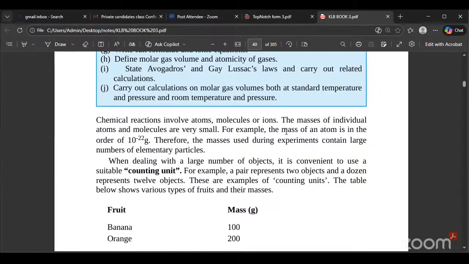So the mole, we said, is a counting unit. Actually, the reason I wanted the KLB is because of the objectives. It has very good objectives. The others actually don't have objectives. But I will not be doing it in the KLB.